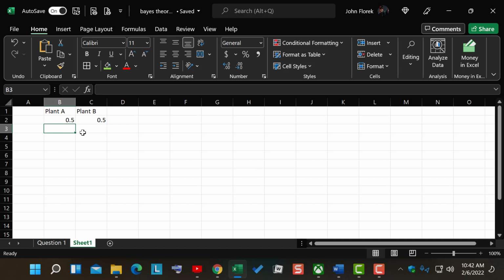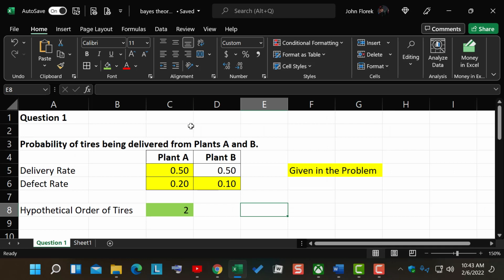I just wanted to show you how I go about it when I'm given information. I put it all into a logical format in Excel. So going on down, he knows that 20% of the tires from plant A are defective, so 0.2 there, and that 10% of the tires from plant B are defective. So let's forget sheet A for now and just go to question 1, which is basically the same thing. I just gussied it up a little bit, made it prettier.